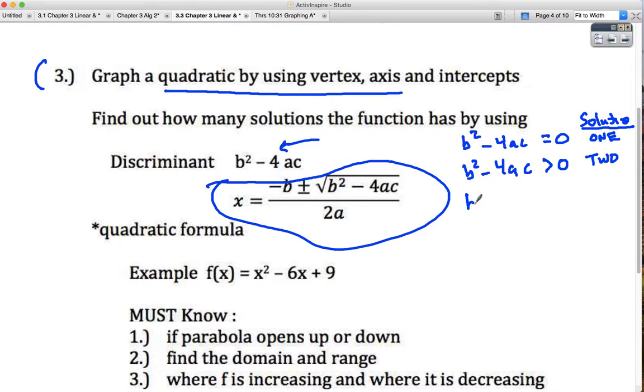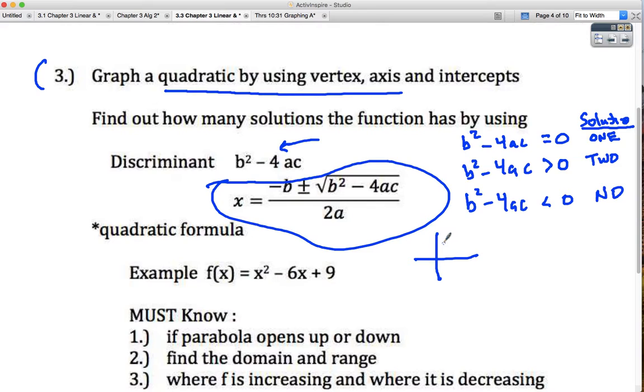And then if the discriminant b squared minus 4ac is less than 0, there are no solutions. The reason being is this becomes an imaginary number. You would have the square root of a negative number. Okay? So once again, one solution looks like this.